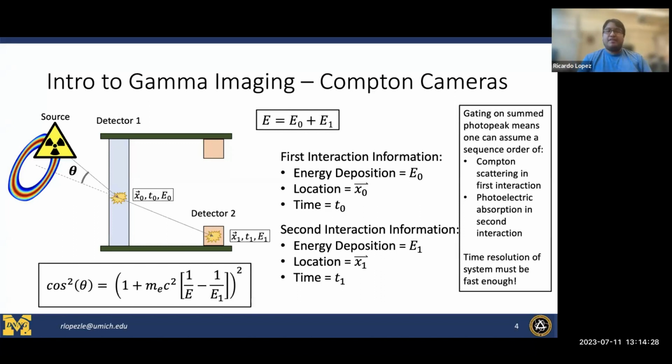So some cool things to note, though, is that you can also gate on particular energy regions that would be of interest to you. So for example, if you are imaging a particular gamma source, say cesium-137, which has a fairly strong gamma emission at 662 keV, you can gate, say, between 600 and 700 keV to specifically image these double interaction events that have an energy within that energy gate.